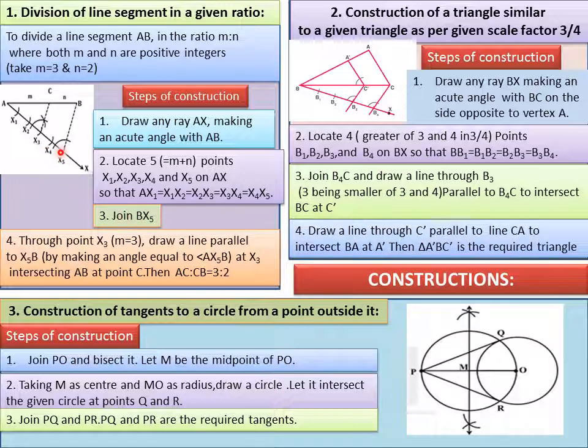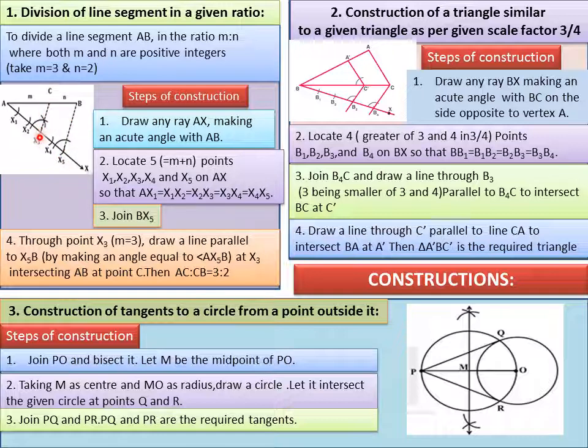Once this division is done, we need to join B and x5. Bx5 is drawn. Now the next step is we need to draw at x3. Why x3? Because we need to divide 3:2. So m is 3 and n is 2. Hence at x3 we need to draw a parallel to Bx5.